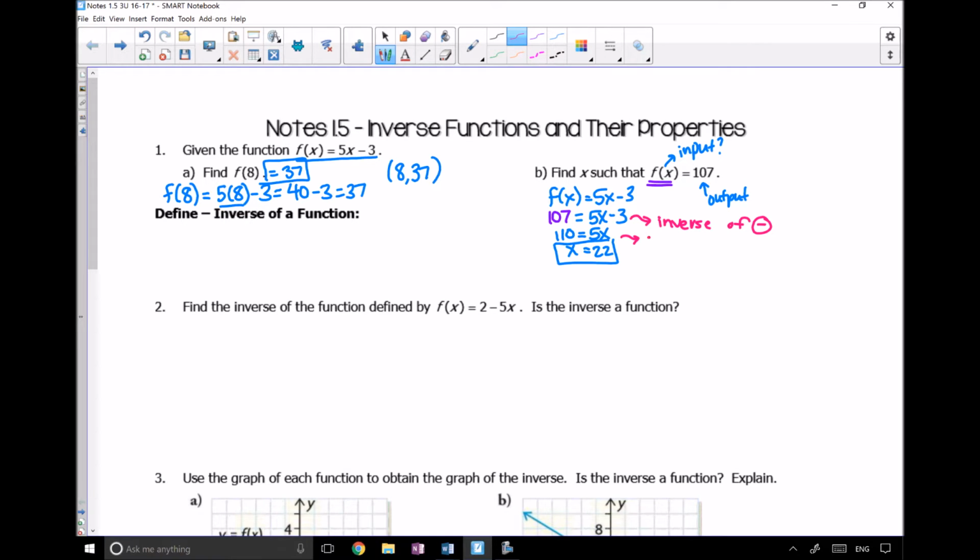And then here we divided by 5 because we did the inverse of multiplication. So if our function tells us to multiply our input by 5 and then subtract 3, to do the inverse we're going to add 3 and then divide by 5, okay? So the inverse of a function is just the reverse of the original function. And essentially what it does is it undoes what the original function would do.